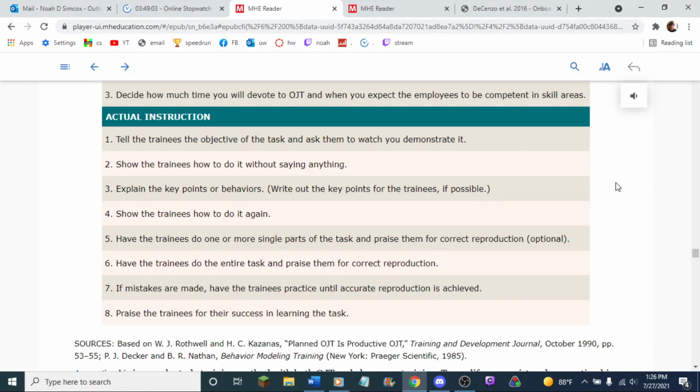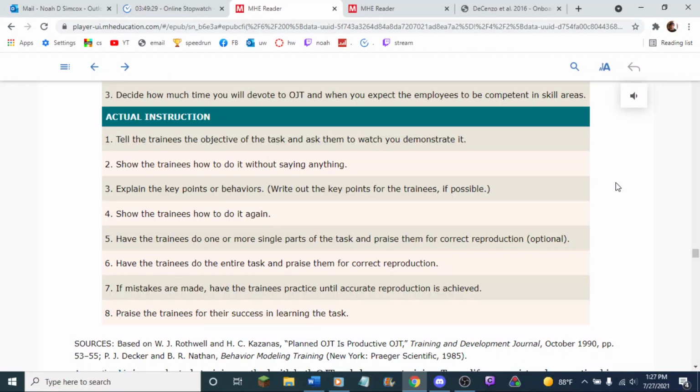Actual instruction. Tell the trainees the objective of the task and ask them to watch you demonstrate it. Show the trainees how to do it without saying anything. Explain the key points or behaviors. Write out the key points for trainees if possible. Show the trainees how to do it again. Have the trainees do one or more single parts of the task and praise them for correct reproduction.